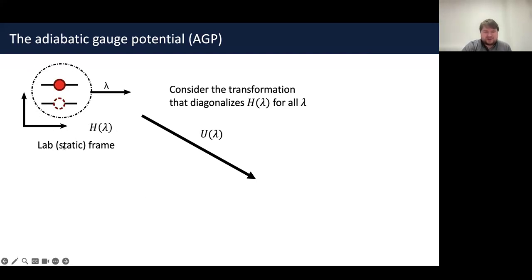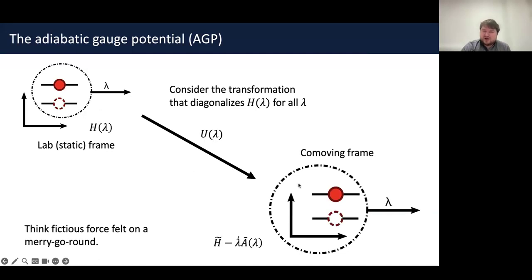And so I start off in the lab static frame, but I can consider the transformation that diagonalizes my Hamiltonian for all lambda. So this, of course, will depend on lambda, and it will be a unitary. And if I perform that transformation, I'll move into the co-moving frame. So now my Hamiltonian itself doesn't have any lambda dependence. It's lambda independent. But of course, my physics needs to be the same between these two reference frames.